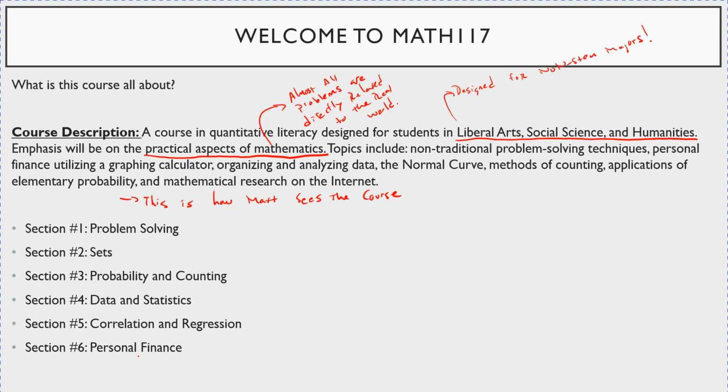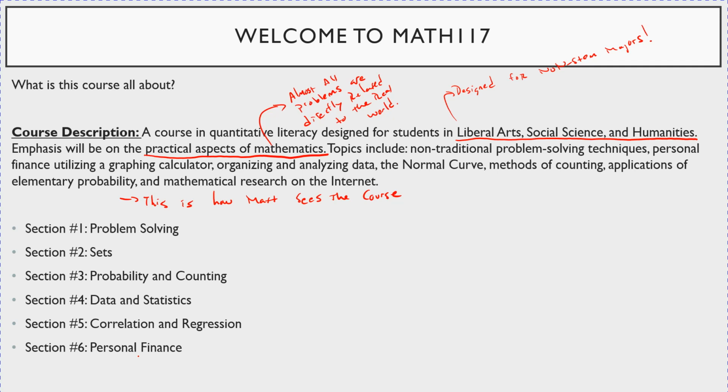Then the next section is sets, and what sets are is they're groups or collections of elements. And then we're going to branch into something called Venn diagrams. It's going to be a lot of fun. And then section 3 is going to be probability and counting. I'll be honest with you at the start, the probability tends to be, for some reason or another, the hardest section of the class, but it's also the most fun.